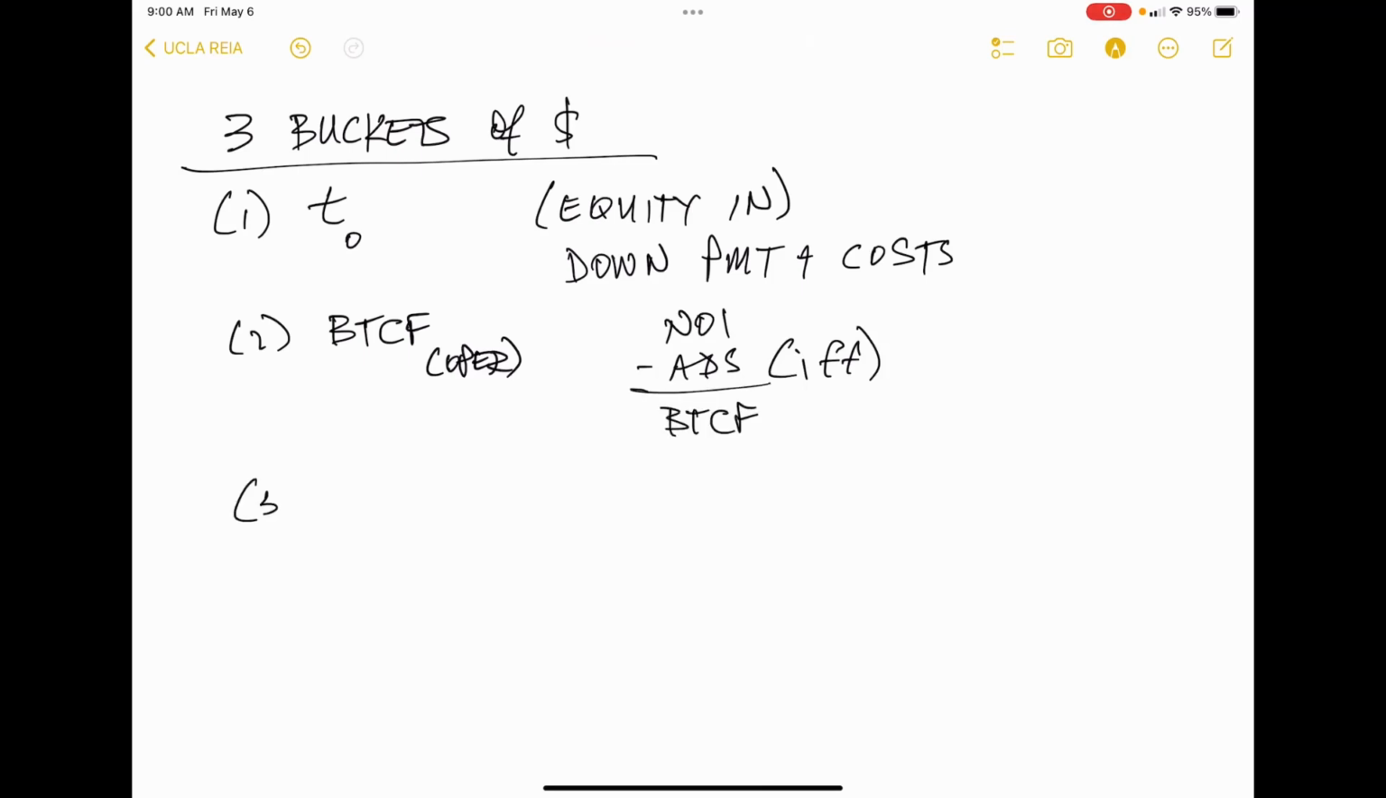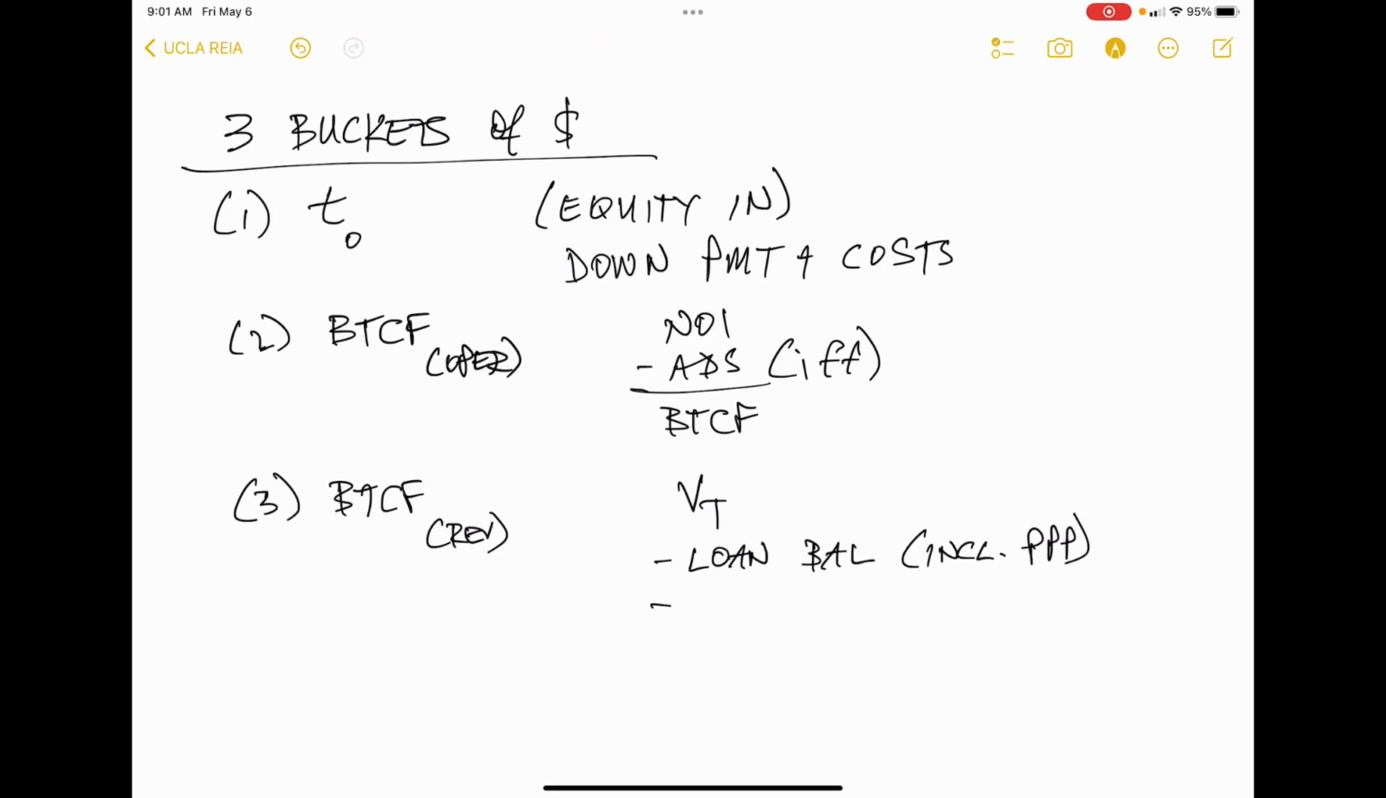The third and final bucket of money that we're going to underwrite is known as the before-tax cash flow from reversion. And that's going to equal our terminal value, the amount for which we sell the property when we dispose of it, less any loan balance, including any prepay, if any, minus our closing costs. That's going to equal the before-tax cash flow from reversion.